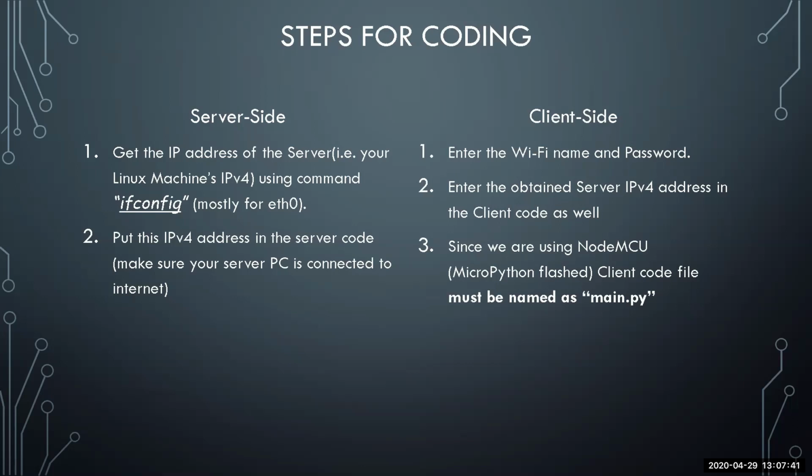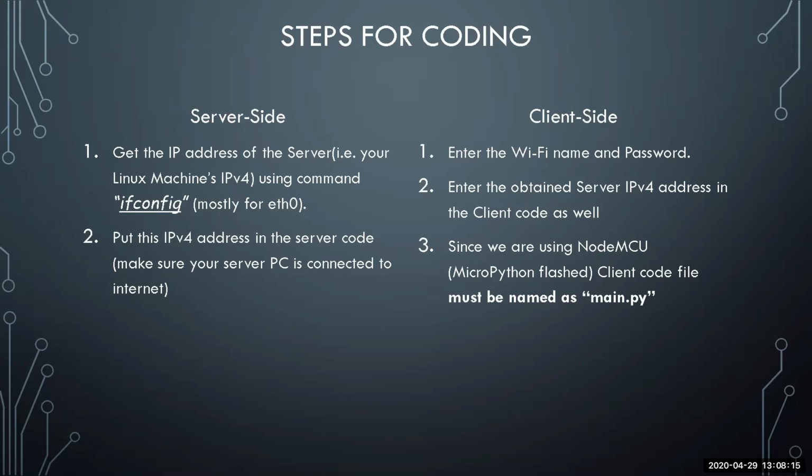Firstly, on your server PC, in the terminal, you have to type the command called ifconfig. When you type this command, you will get a few devices connected to the internet. There'll be a device called ETH0. In this device, you will have to copy the IPv4 address, that is your local LAN address. After copying this address, you have to paste it in your server code as mentioned in the code.